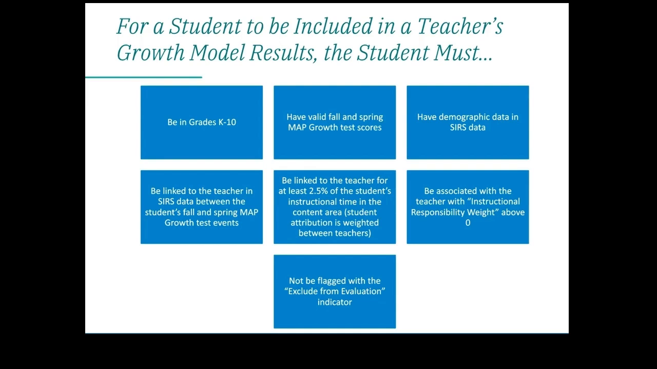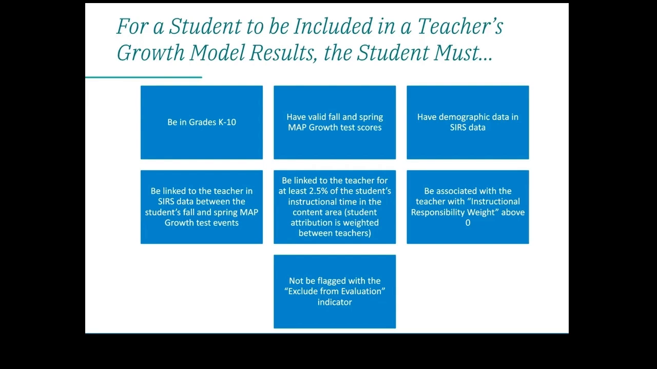We have to have an instructional responsibility weight above 0. That means that sometimes we have teachers that are linked to a classroom, but they might have a 0 in that instructional responsibility weight. We take that to mean even though the teacher was linked to the classroom, you're designating in the SIRS data that that teacher had no instructional role within that classroom, and thus we would exclude that relationship from our results. So if you're missing some teachers, there's a chance it's because that instructional responsibility weight is set to 0. And then finally, there's the exclude from the evaluation indicator. If there are students that should be not counted for some reason, that would be the field that we would want you to have a 0 in.